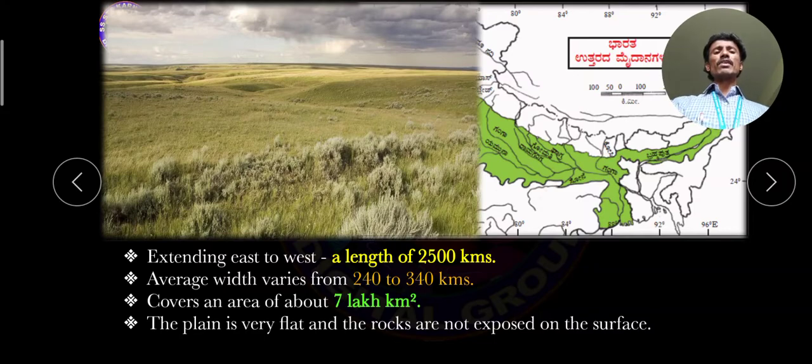The plain is very flat. See, this is the plain. Very flat. In this place it is highly impossible to see rocks, we can see only grass. So the plain is very flat and the rocks are not exposed on the surface. There is only grass, that's it. That is the reason it is highly impossible to find rocks.